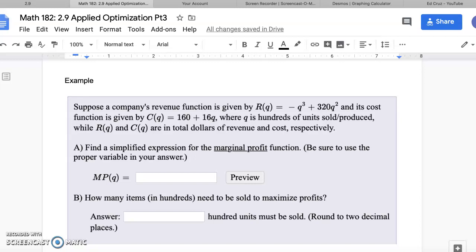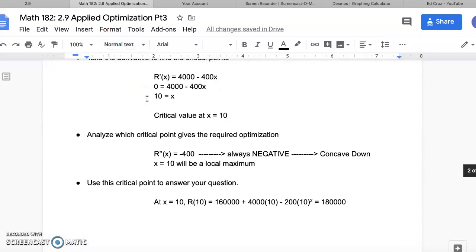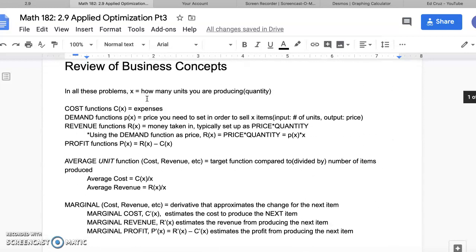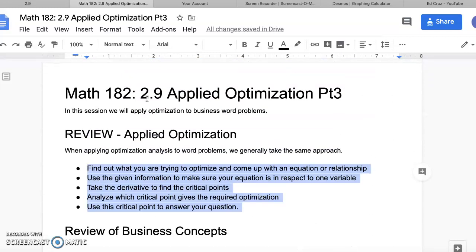Hi, in this video, we'll be looking at an optimization problem that involves profit. Now recall that profit is equal to revenue minus cost. Now, using our optimization general strategies, these are the things that we want to do.